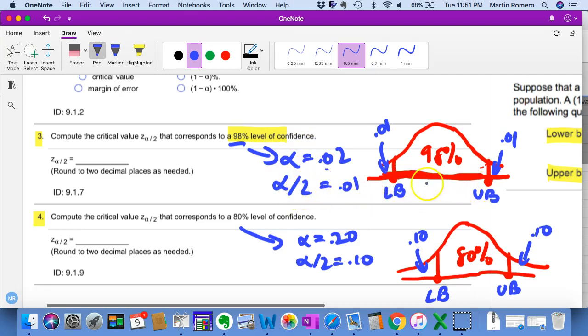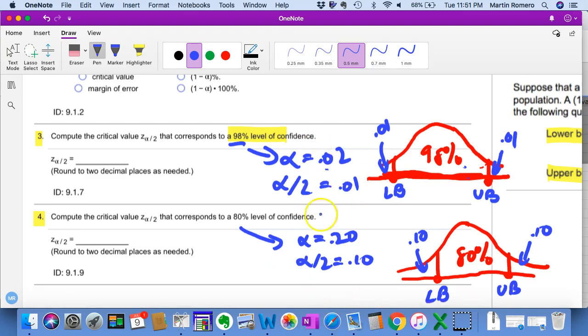In the end, what we're trying to do is find a lower bound and an upper bound for the estimate for the population proportion. And so 98% confidence means it's going to go some value from the lower bound to the upper bound. And then we're left with 2%, but on each side you have 1%. That's the alpha divided by 2.